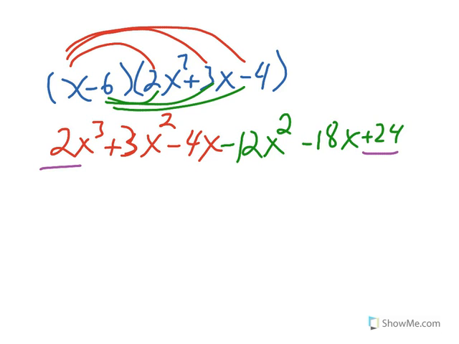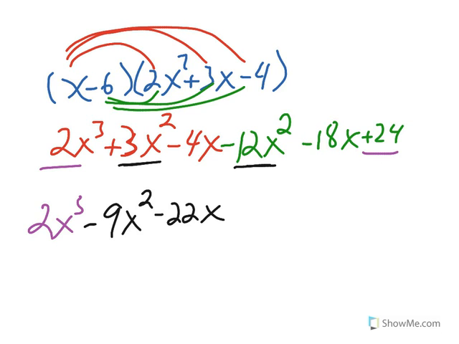Here, my first and last term, I'm not going to be able to combine anything. So it's going to be 2x cubed. The other ones I'm going to be able to combine. So I'm going to look at x squared. I have an x squared here, so that's going to give me minus 9x squared, minus 22x, and then last but not least is the plus 24, and that is the answer. Make sure you know how to do this for the quiz.